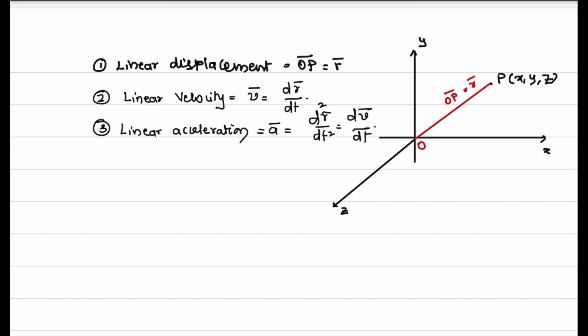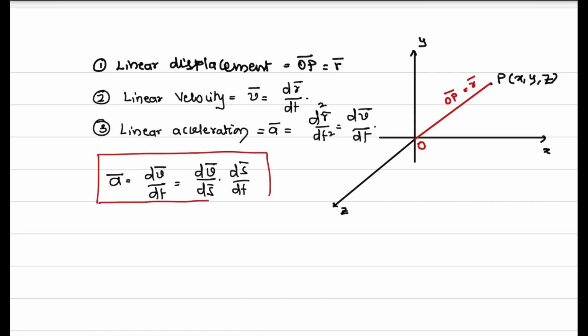This can also be written as A is equal to dV by dt. It's a very important equation: dV by ds into ds by dt. Very important. If acceleration is given as dV by dt, then it can be written as dV by ds into ds by dt. dV by ds is nothing but the gradient of change in velocity with respect to space.